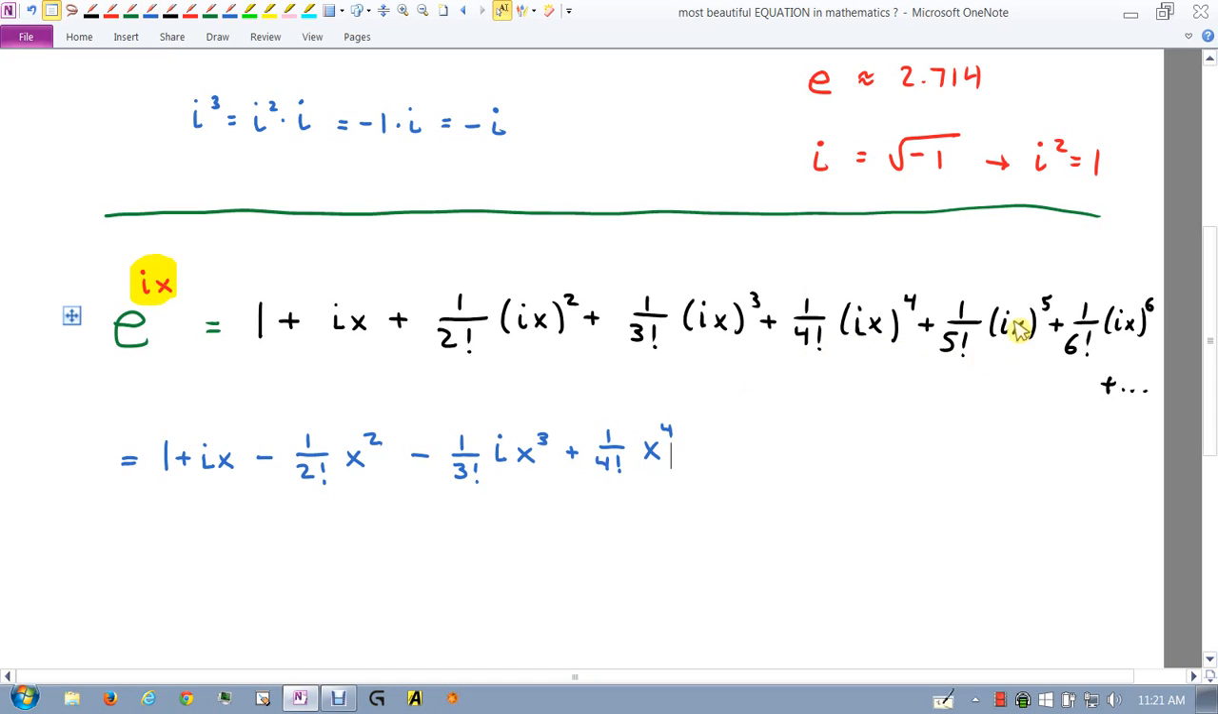What is I to the 5th power? I'll do it up here. I to the 5th. This is I to the 4th times I, isn't it? What's I to the fourth? 1. We just said it was 1, and then times I, so just I. So this one is going to be 1 over 5 factorial. There's going to be an I and then x to the fifth.